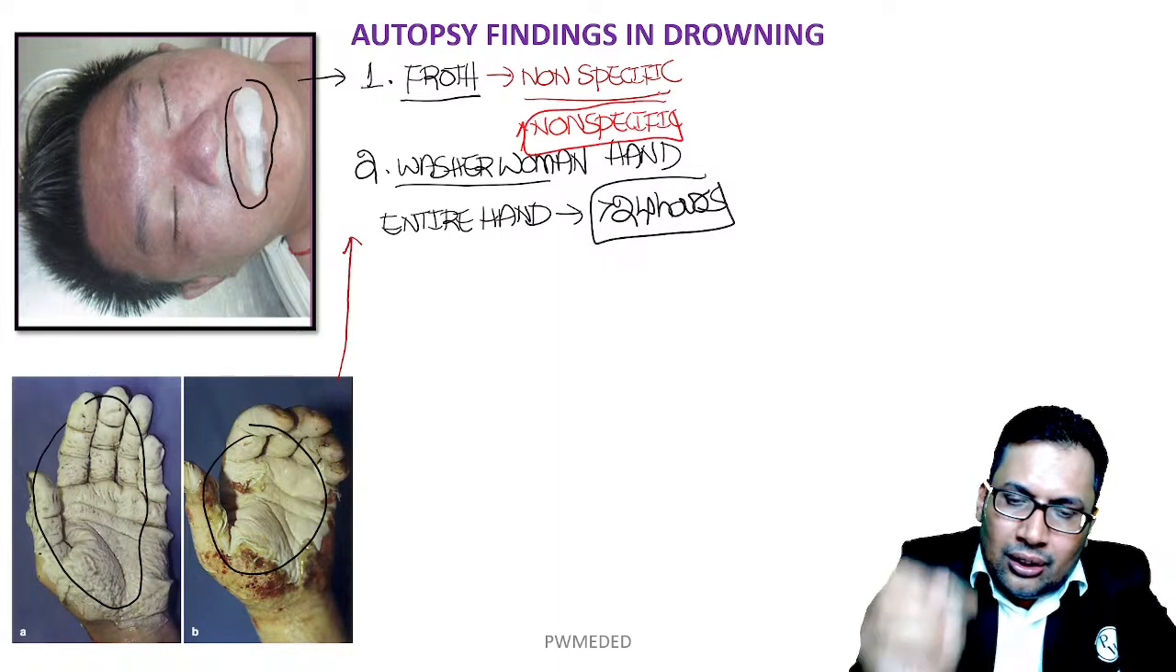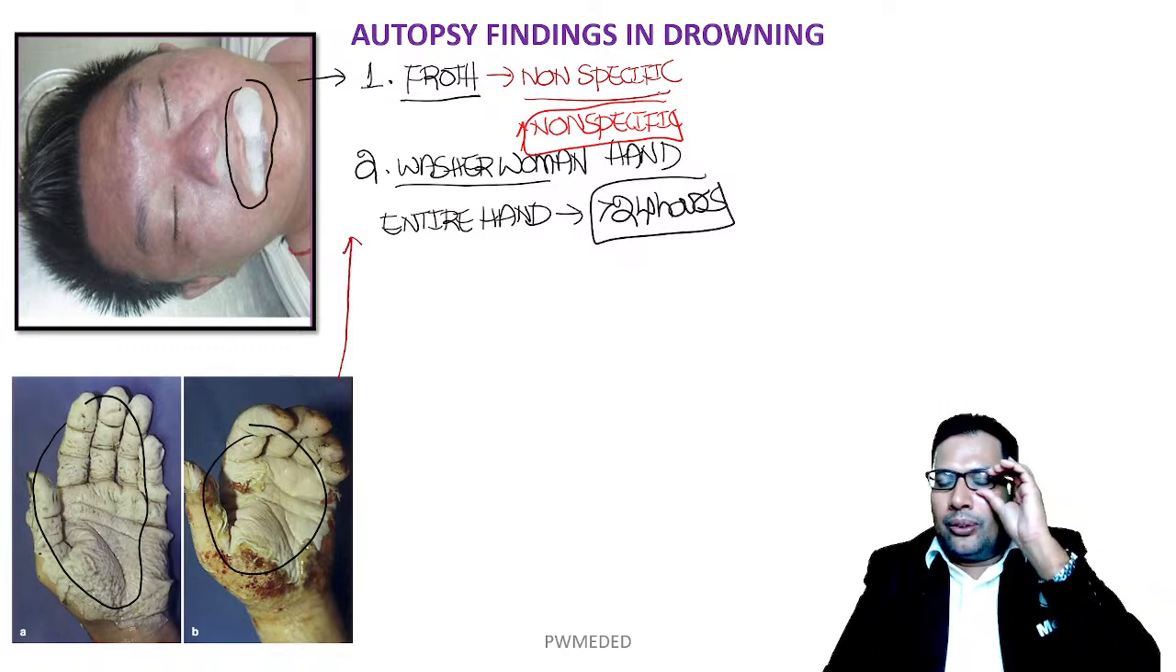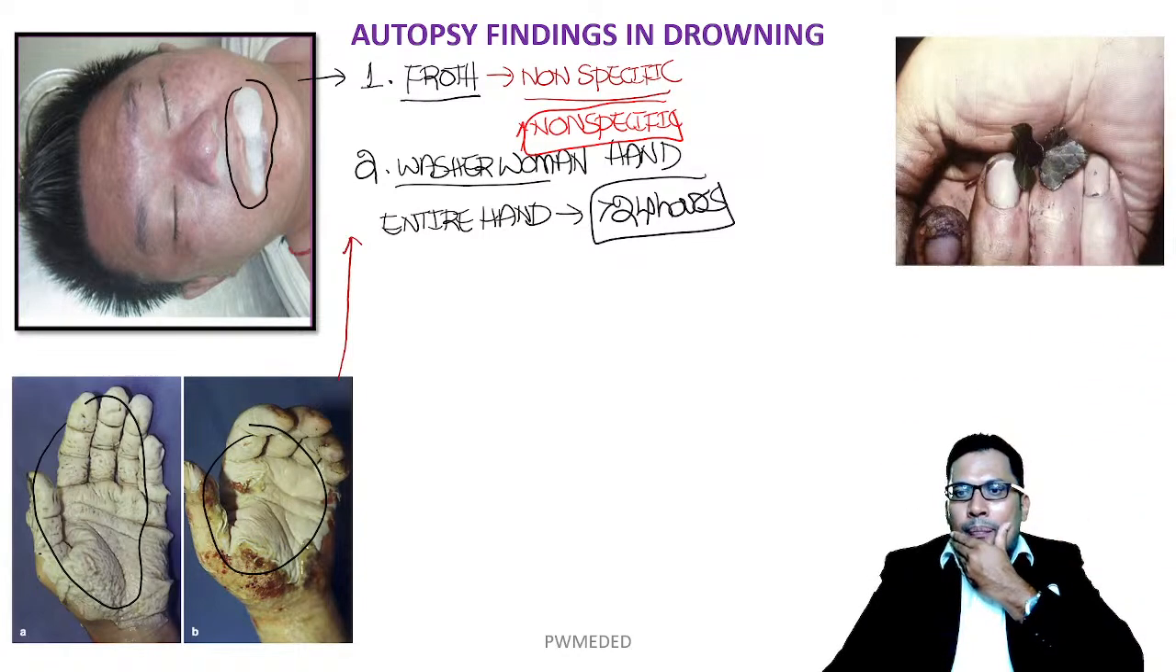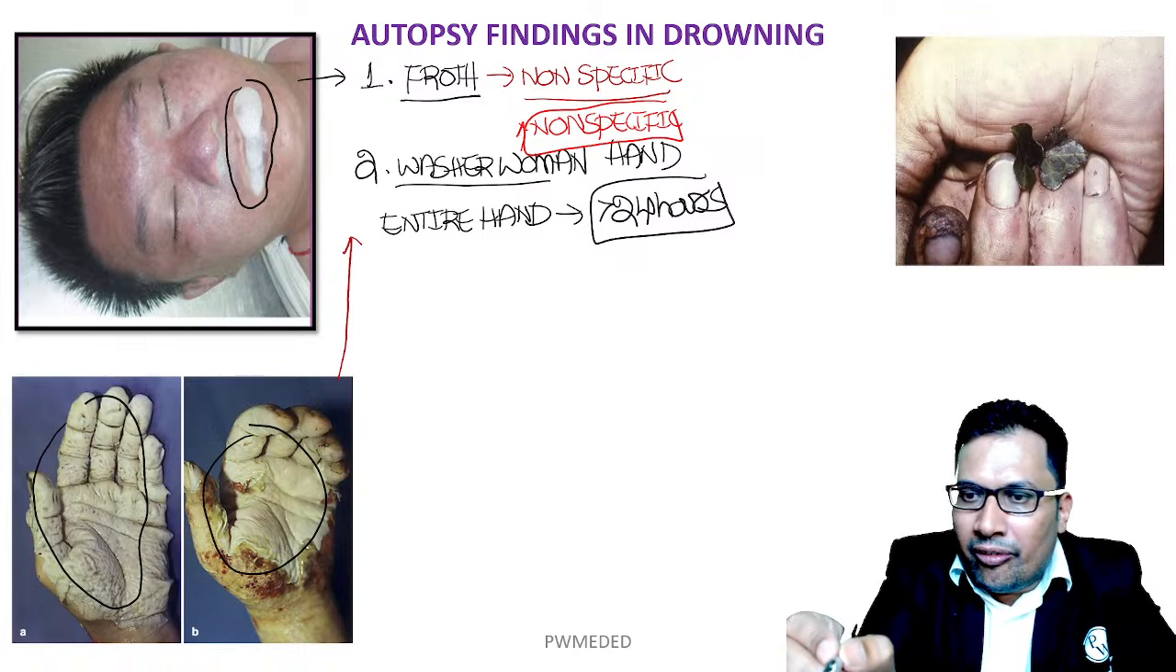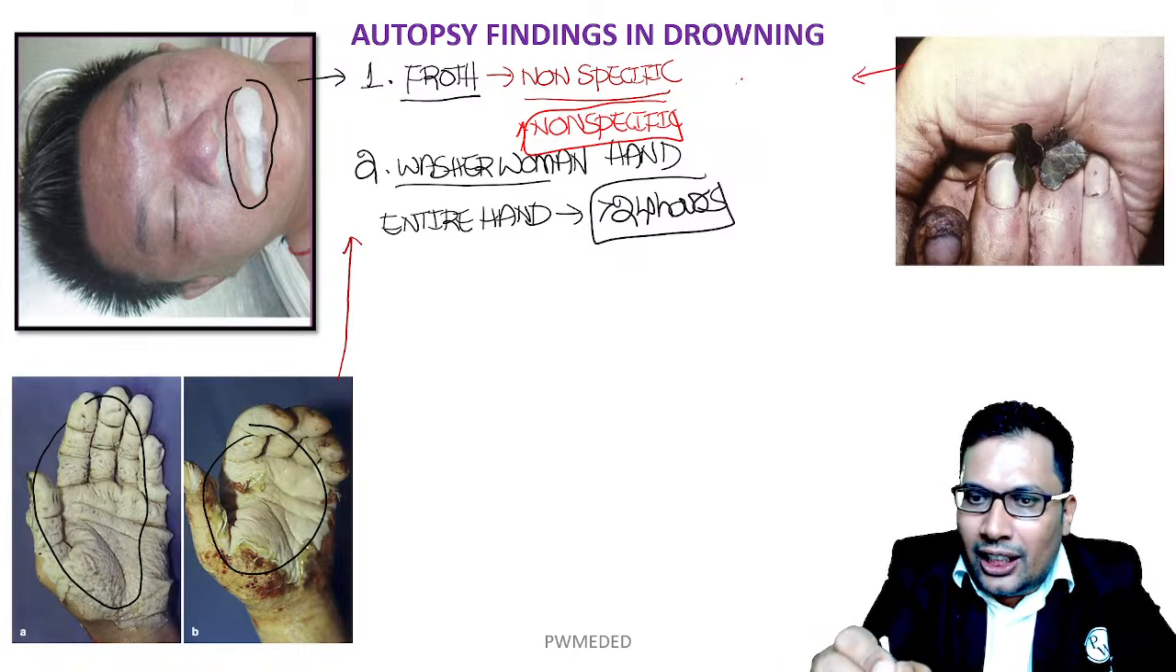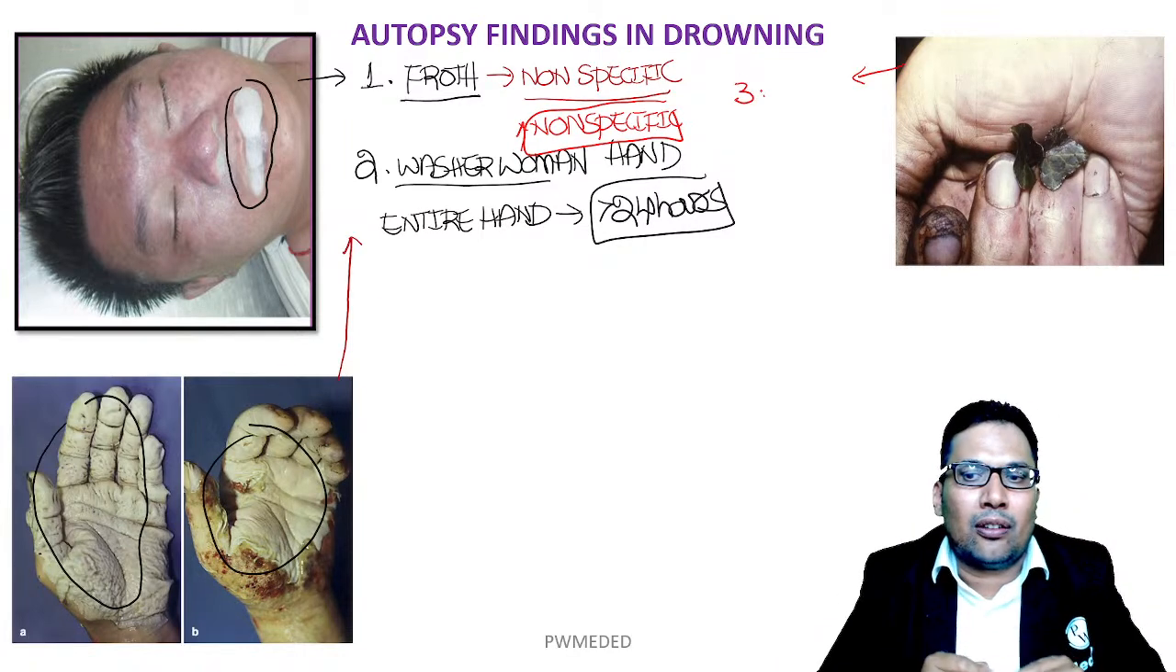Non-specific. This can be asked in the exam. Good. Next. What is this finding? Now, finding number 3. Now identify this, all of you.